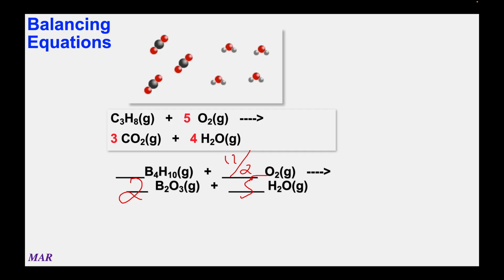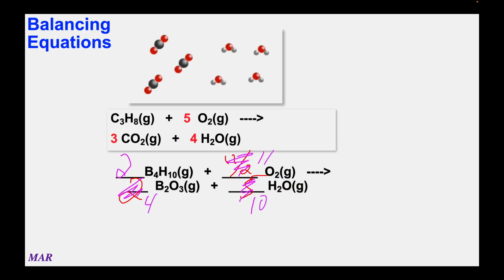But if you get to this point, what you can do is just multiply everything through by 2. So I would have 2 B4H10, and instead of 11 halves, I would have 11 O2. And instead of 2 B2O3, I would have 4 of them, and instead of 5 waters, I would have 10 of them. And this is kind of a cool way to check yourself out.